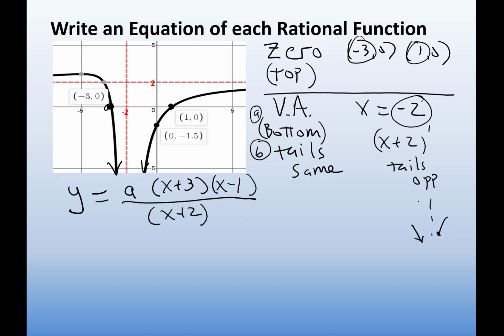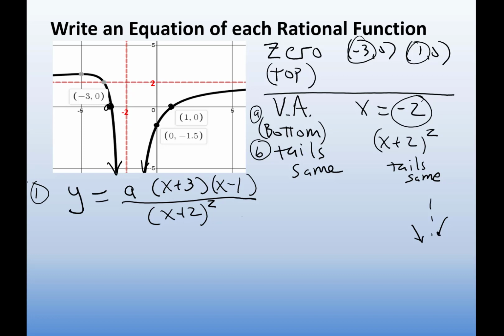This graph has both tails going down. And the only way that can happen is if the degree is even. Now we're going to go with the simplest degree of 2, and that makes the tails go the same way. So in our denominator, we're going to have second power. That's our first step. We are more than halfway done creating this equation. All we need is the a, the stretch factor.